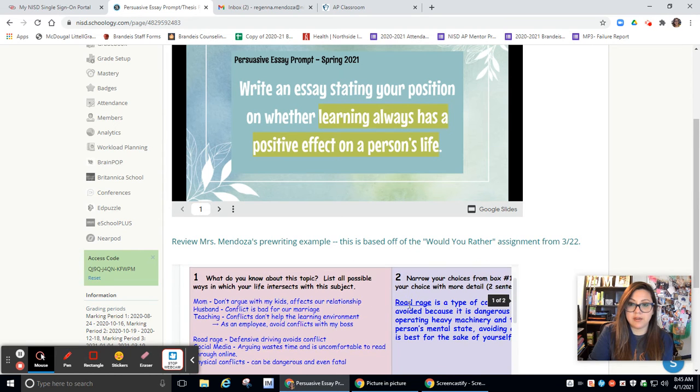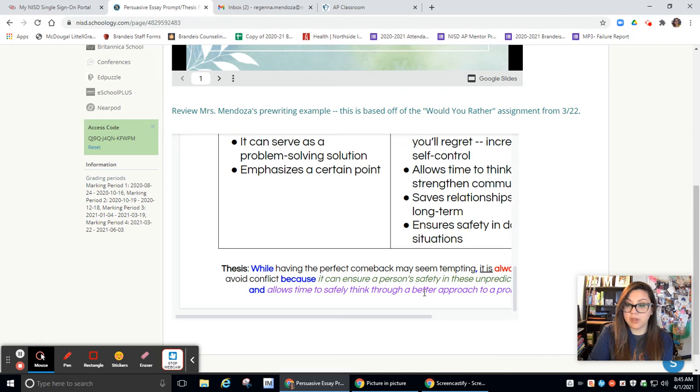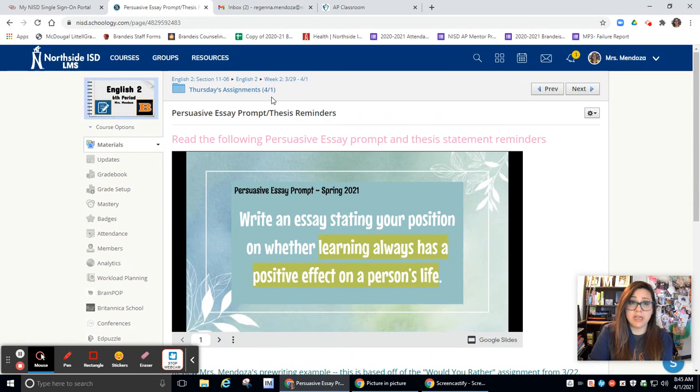I did 2 different styles, and then at the bottom of this document is my sample thesis statement. And you can see that I color-coded my reasons within that. So that's something that you want to go back and reference, okay?